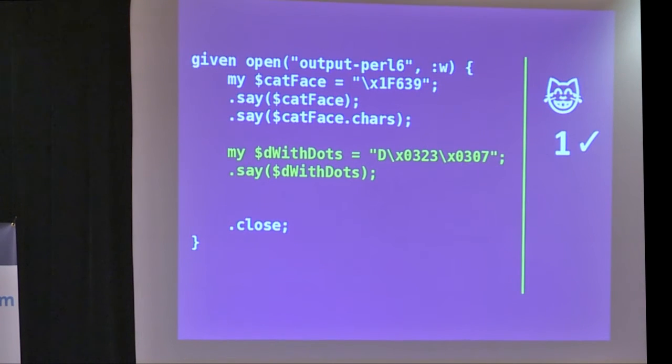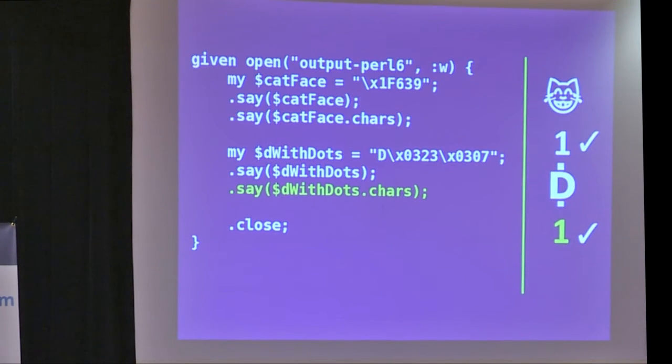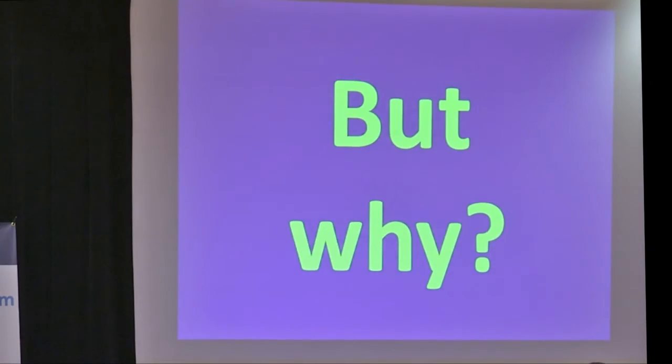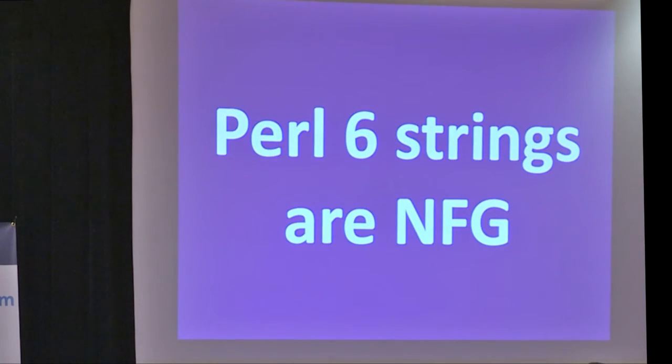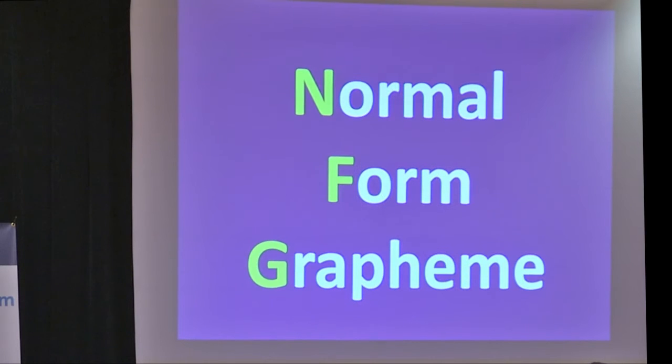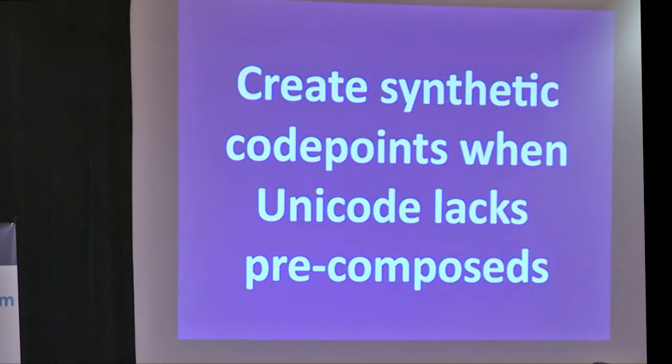And then we can do D with dots, and we get the correct character, and we can say, how many characters is it? And Perl 6 gets that right also. No, we did not have to tell Perl 6 to normalize it. It did it by default. Right? So why does this work? Because Perl 6 strings are NFG. And this is a different NFG. It stands for normal form grapheme. And that's what we have when we deal with NFG strings in Perl 6.